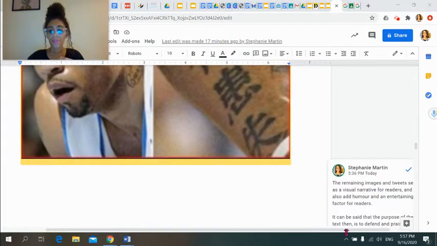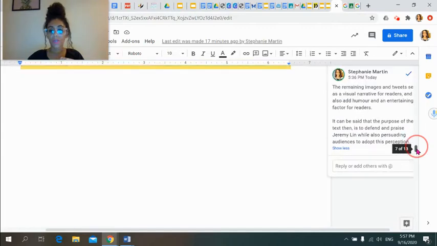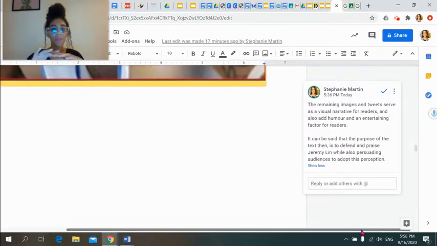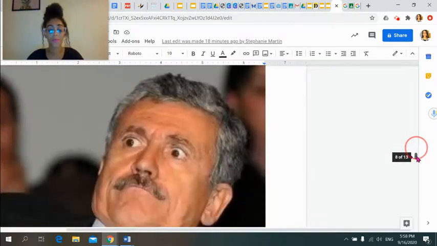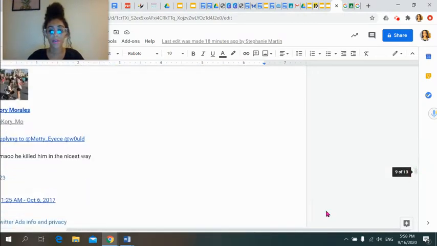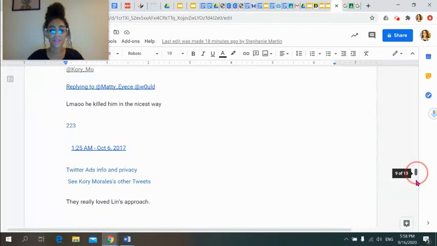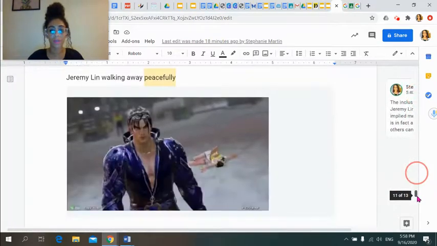Now, I'm not going to go through every single image and every single tweet, but what I will say is that all of the remaining images and tweets are a visual narrative for the readers, and they add some humor as well, because you'll notice that some of the tweets are quite tongue-in-cheek or sarcastic or mocking. So it does add an entertaining factor as well. If we were concluding what the purpose of the text is, we could say that the purpose of the text is to defend and praise Jeremy Lin while also persuading audiences to adopt that perception. If you look through all of these tweets, there are some funny ones, and that just adds to the lighthearted sense of this tabloid as well.